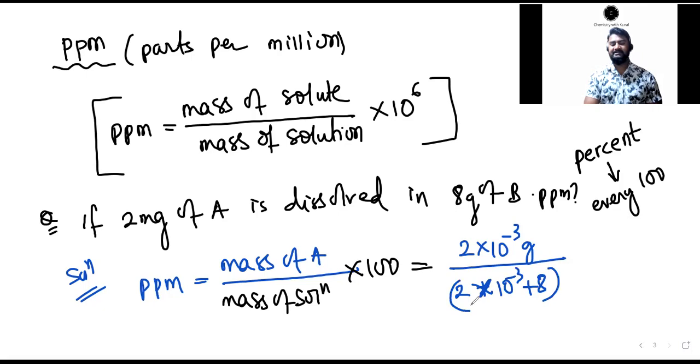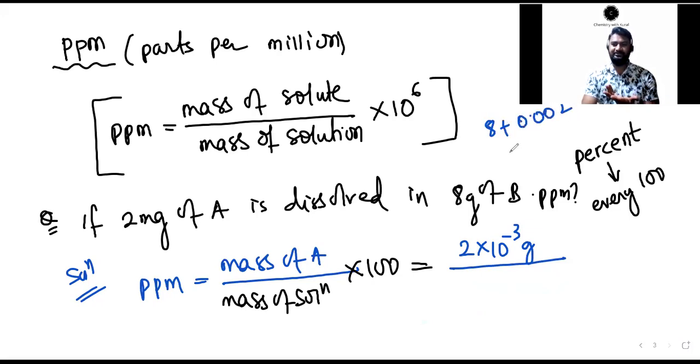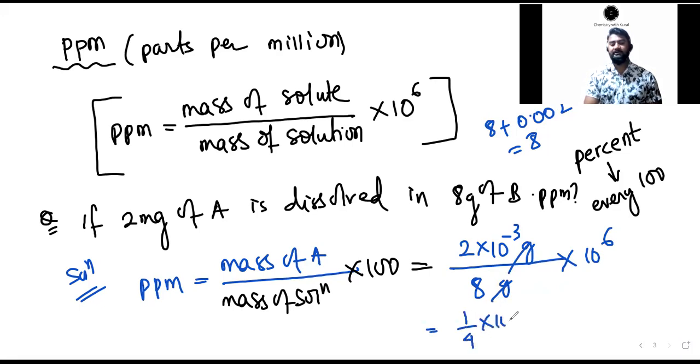Now adding this makes no sense. We cannot add them, right? Like 8 plus 0.0002, adding this makes no sense. It's almost 8, right? So 8 into 10 to the power 6. So gram cancel. What do you get? We'll get it as 1 by 4 into 10 to the power 3, meaning 1000 by 4, 250 ppm. See, that's it, 250 parts per million. So this is how we can approach questions of ppm.